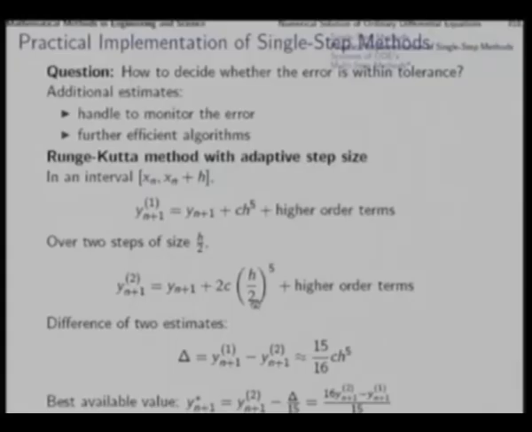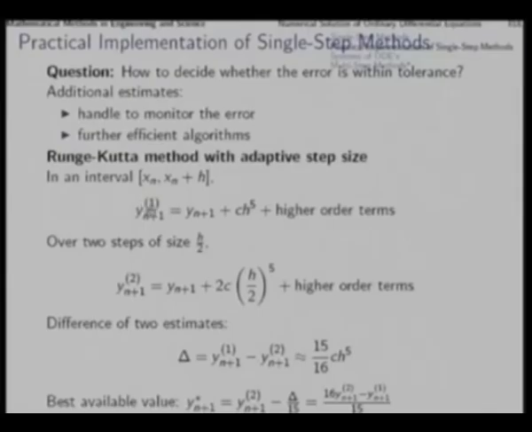So, the difference is 15 by 16 C h to the power 5. So, this gives you the difference of two estimates. And what is the error here? Error here is C h to the power 5 by 16, that is 1 by 15 times this, right. So, you have got an error estimate, that is, an error estimate of the second value.